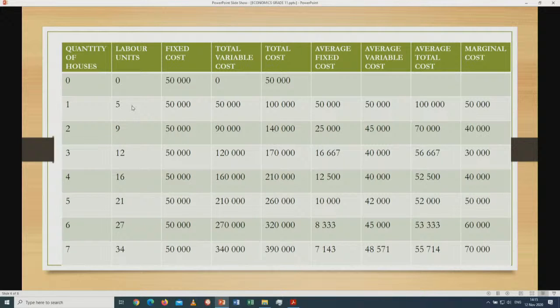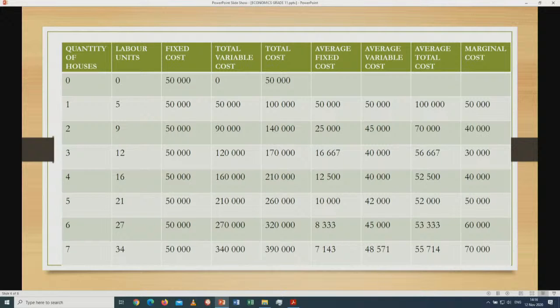Right, let's look at the next one. If we build 2 houses, the number of units of labor is 9. Then what did we do? The fixed cost that we have incurred is 50,000. And now the variable cost has increased to 90,000. And if our variable cost and our fixed cost equal our total cost, then this 140 must be the variable costs of producing the item as well as the fixed cost that we have used, and then that will give us the total cost.